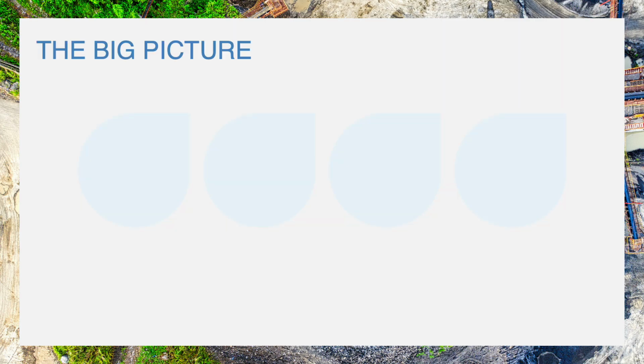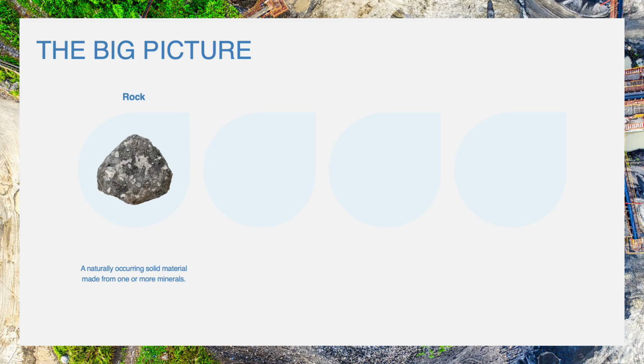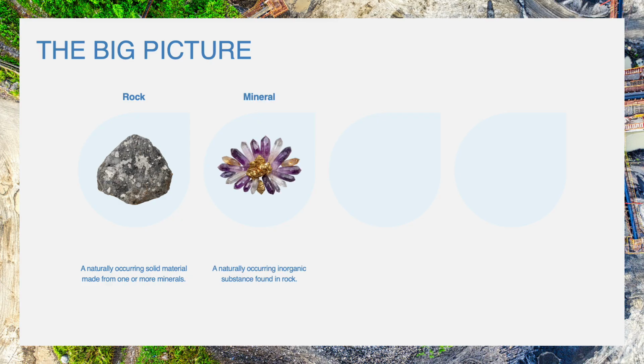Before we look at mining methods, we need to understand three important words: rock, mineral, and ore. A rock is a naturally occurring solid material that forms as part of the Earth's crust. Rocks are usually made from one or more minerals. A mineral is a naturally occurring inorganic substance found in rocks. Minerals have a specific chemical composition. And an ore is a rock containing minerals and metals.